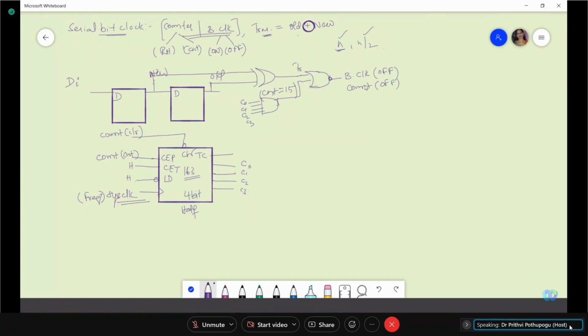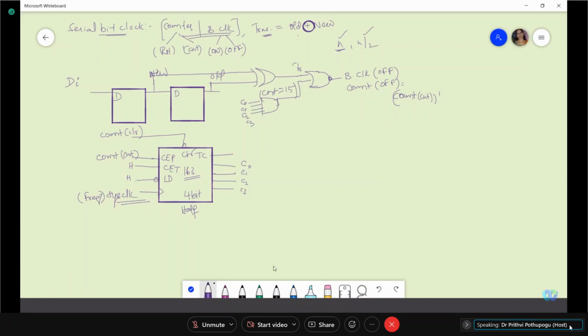Yesterday. Yes, ma'am. Okay, and if count off means this is equal to, I can take this as counting operation to be false. Yes, ma'am. Their complement. Complement of that. Okay. Now, when the signal will be issued, you can take this AND operation.